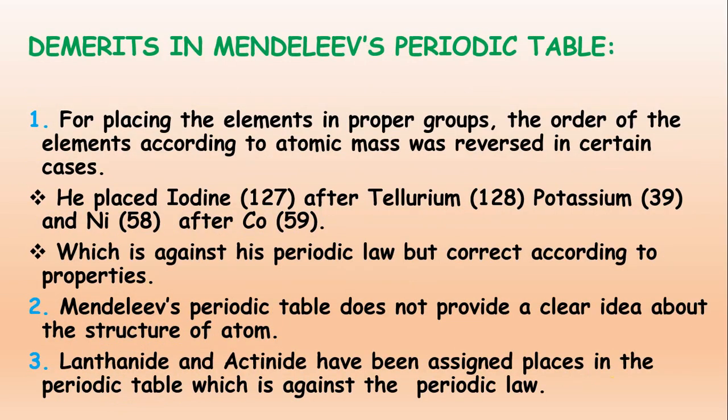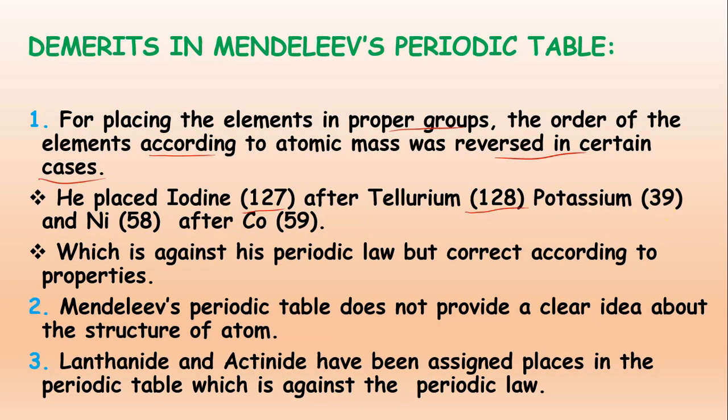Now the very important demerits of Mendeleev's periodic table. What were the demerits? For placing the elements in proper groups, the order of the elements according to atomic mass was reversed in certain cases. As we have already discussed, he arranged the elements according to increasing atomic mass. So now let's look at the demerit: he placed iodine, having atomic mass 127, after tellurium, which has 128. This is against his periodic law.